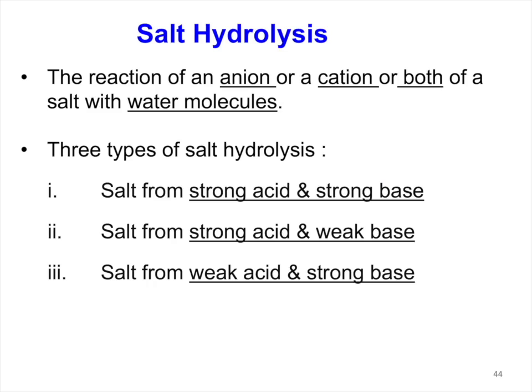The pH of the solution depends on whether hydroxide ion or hydrogen ion is produced from the hydrolysis reaction. Salt hydrolysis is the reaction of an anion or cation or both of a salt with water molecules. There are three types of salt hydrolysis. The first one is salt from strong acid and strong base. Next is salt from strong acid and weak base. And salt from weak acid and strong base.